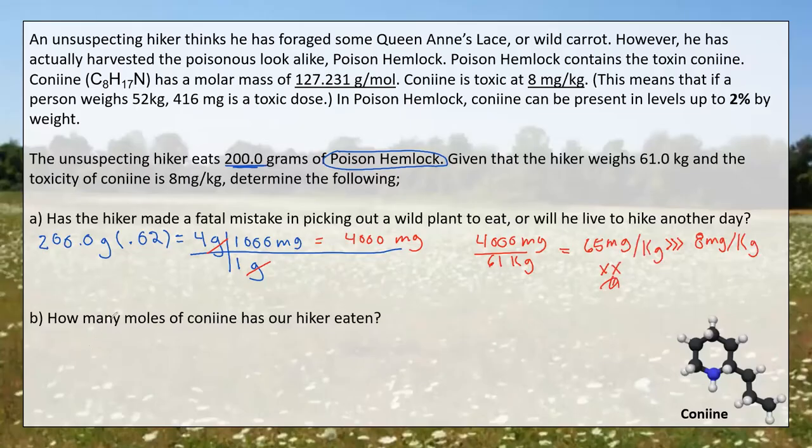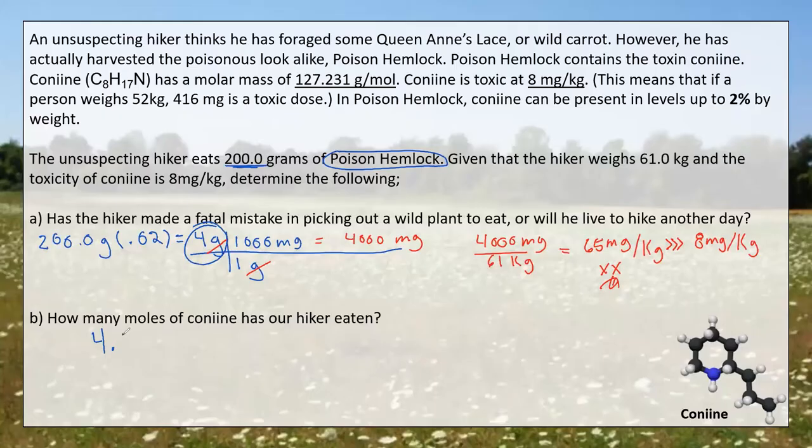And the good news is we've already done a good part of this. We figured out that he ate 4 grams, right? And we just need to go from grams to moles. So 4 grams. And honestly, I could assume sig figs get a little funny here because I told you 2%, but that 2% is actually a measurement, right? And it has specificity up to this number of digits.